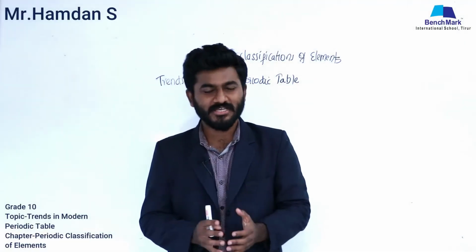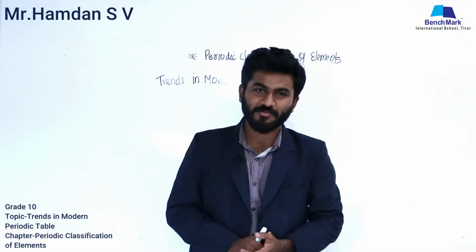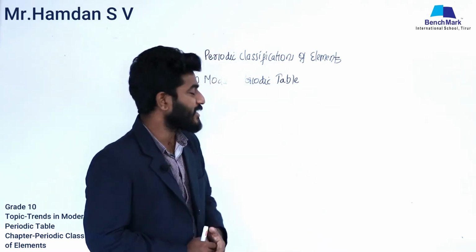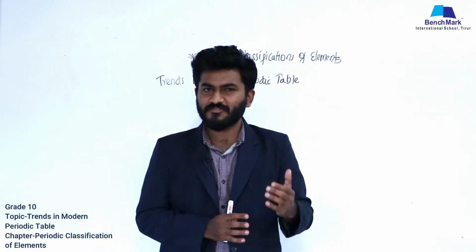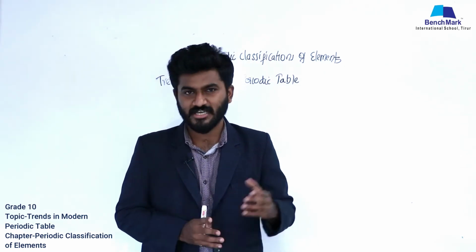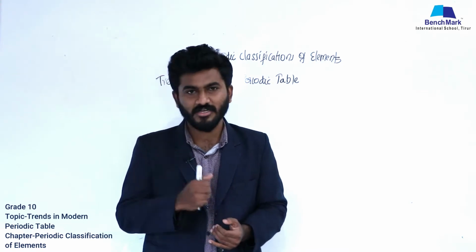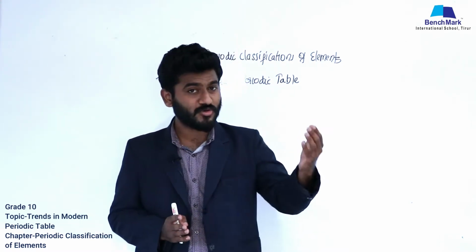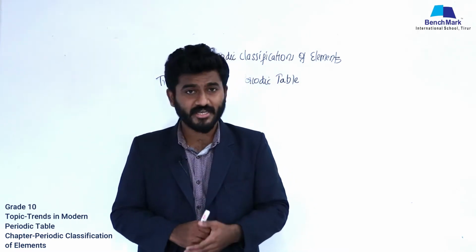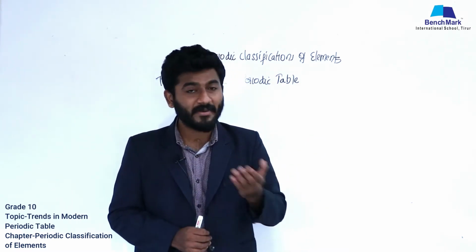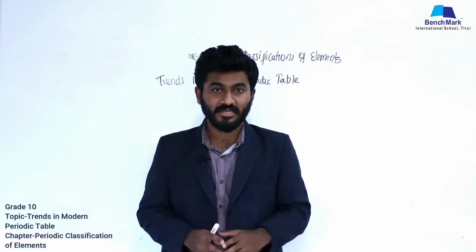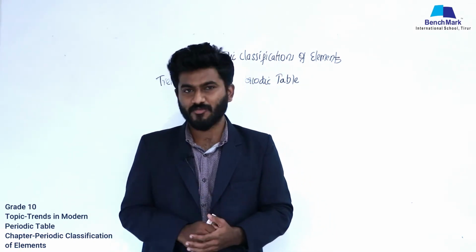Hi students, today's topic is trends in the modern periodic table. This portion comes in the chapter Periodic Classification of Elements. In this chapter we have already discussed that elements were classified by different scientists along the time, like Lavoisier. He classified the elements into metals and non-metals. Then Dobereiner's triads, Newlands' octaves, then Mendeleev's periodic table, and then the latest one is the modern periodic table, which was proposed by Henry Moseley.